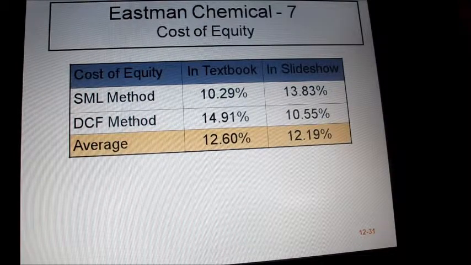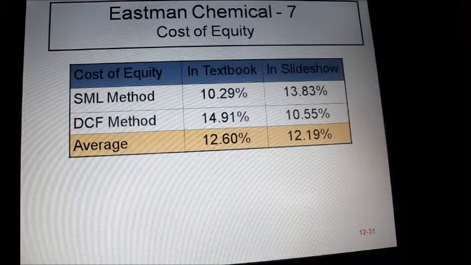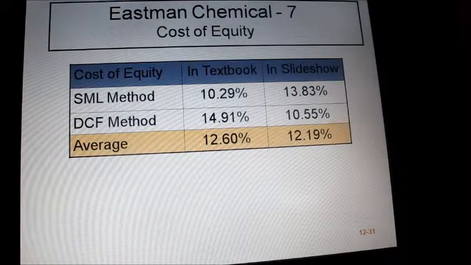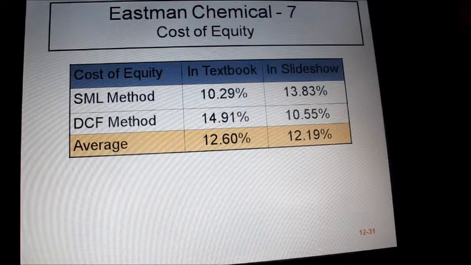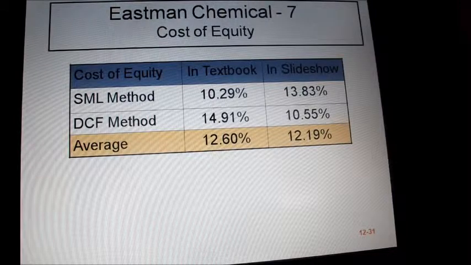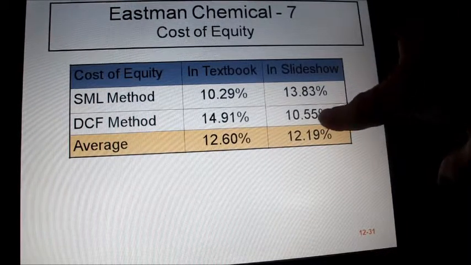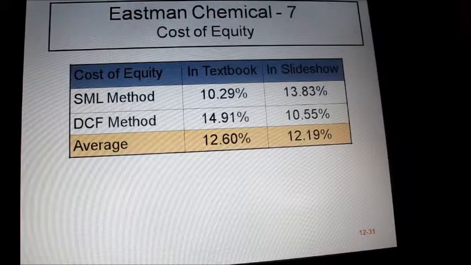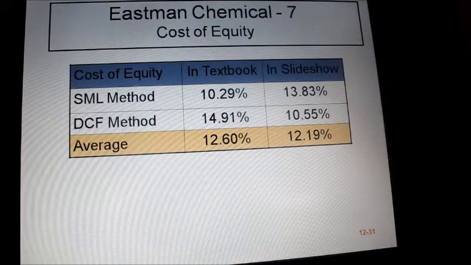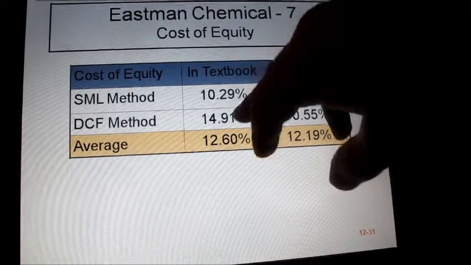But where we left off, we were talking about the cost of equity and what we calculated in our slideshow here. And I'm not sure the textbook's still the same, but what we calculated in our slideshow is 13.83 for the SML method or the CAPM approach. Using the dividend growth model, we got 10.55. And then if you just average the two, you get 12.9. And the textbook clearly came out with different numbers.